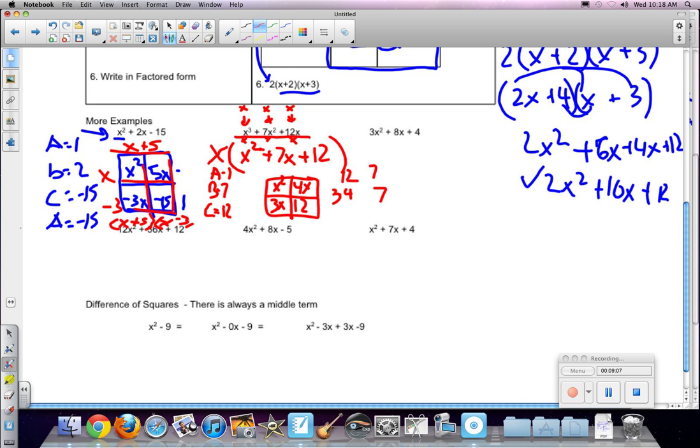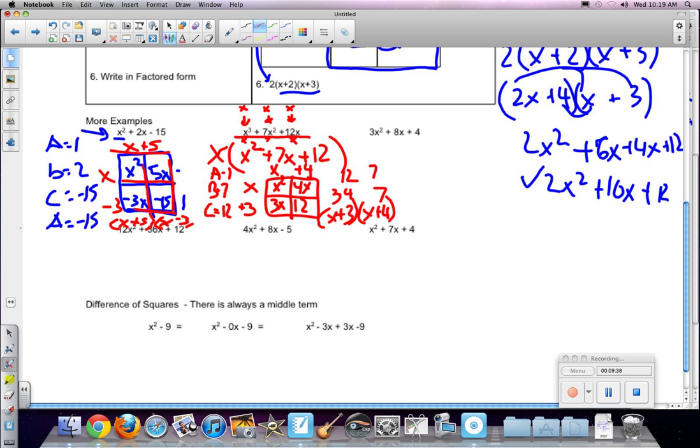And then I can check all my dimensions. 3 is common between 3x and 12. x squared and 4x, the common is x. Common between 12 and 4x is positive 4. And in this direction, x squared and 3x, the common is x. So my answer here would be x plus 3, x plus 4.